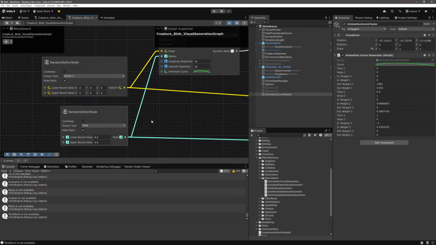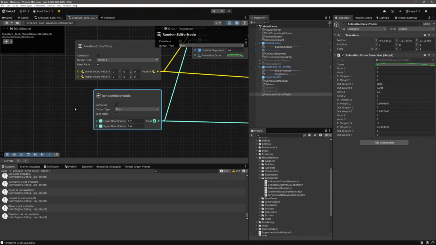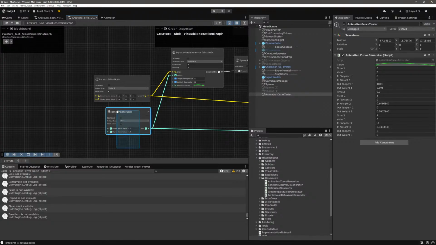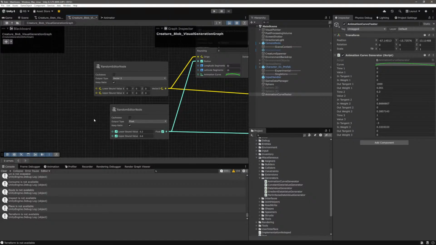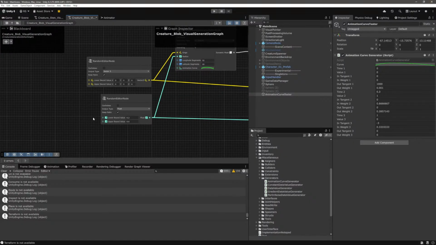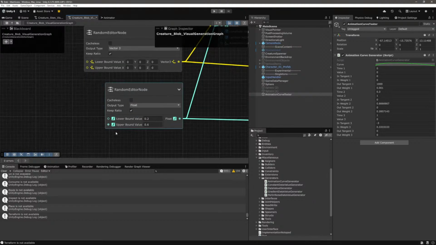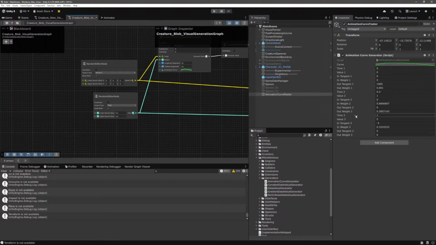But I think I would like, yeah, I would like to be able to have a random float input for all of these.